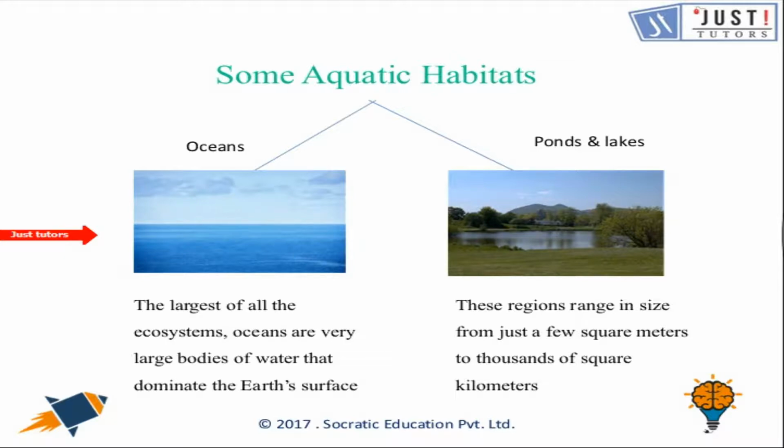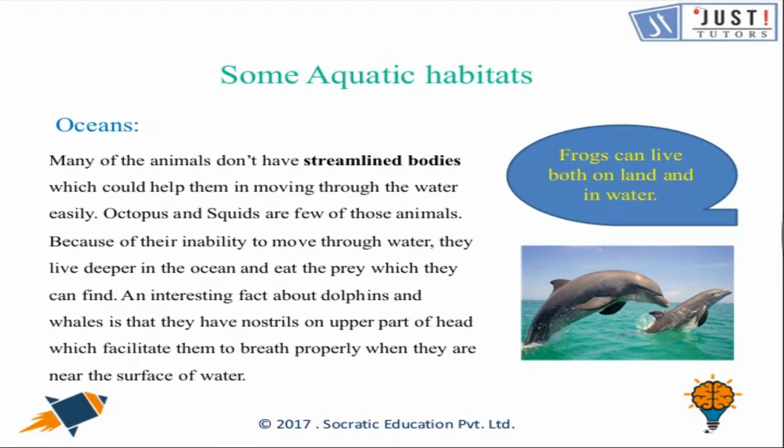Second, we'll talk about the ponds and lakes. These are not very large, but they range in different sizes. They can start from a few square meters and go on to thousands of square kilometers. As we move ahead, we'll talk about these aquatic habitats in detail separately. So first we'll talk about oceans.